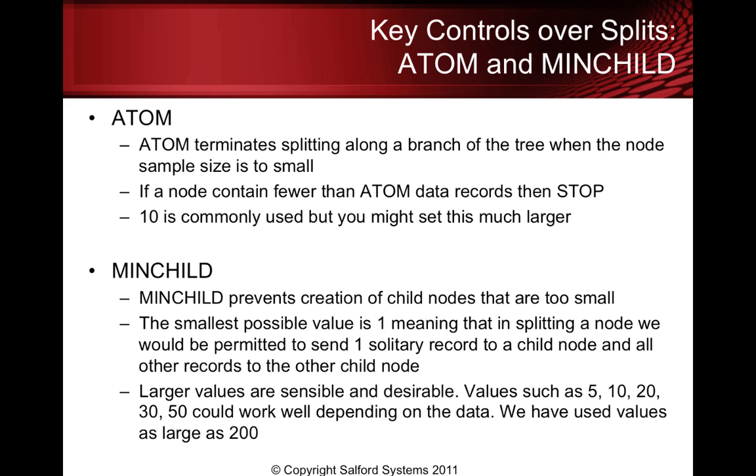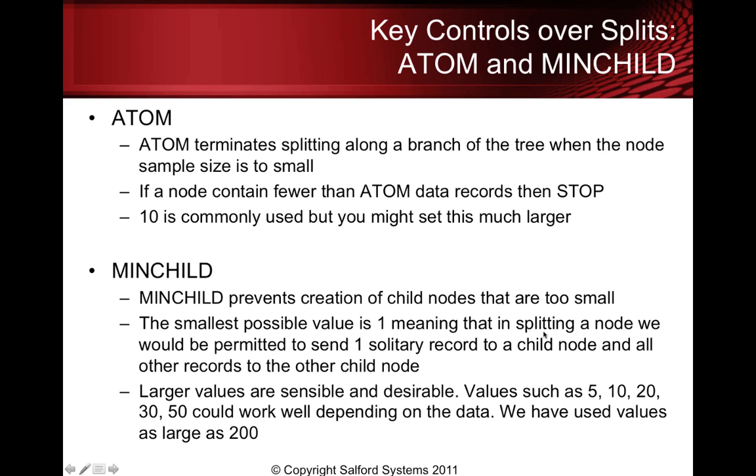MINCHILD prevents the creation of child nodes that are too small. So we're working with a parent node, and it has more records than are necessary. Therefore, it has more data than ATOM says is the minimum, or equal to what ATOM says is the minimum. And now MINCHILD says, out of that data, we're going to produce 2 children, and we're going to limit how small the smallest of those 2 children can be. The smallest possible value is 1, and that's what we had in our example. Not necessarily a very interesting example, but at least you can see that it is possible.